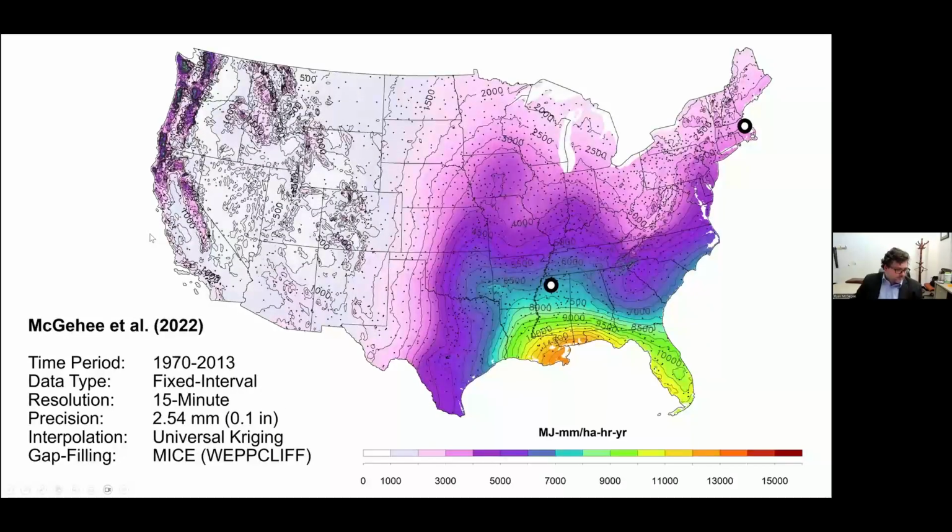You can see a map that I produced in 2022 using 15-minute data from 1970 to 2013. This is fixed interval, 15-minute data. So this is largely the same as the RUSLE2 database. And in fact, it is still the recommended input for RUSLE2. It is low precision, 2.54 millimeters, universal kriging. So that's a very different method than ordinary. You can start to see the coast very well.